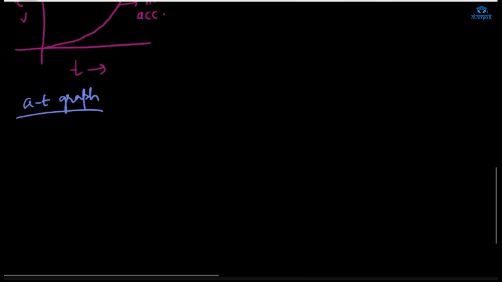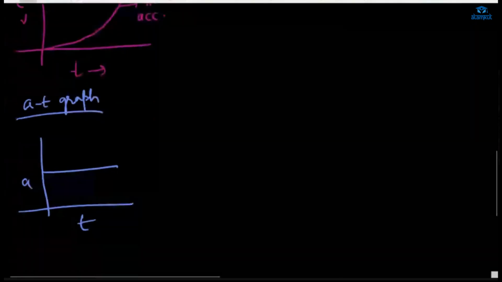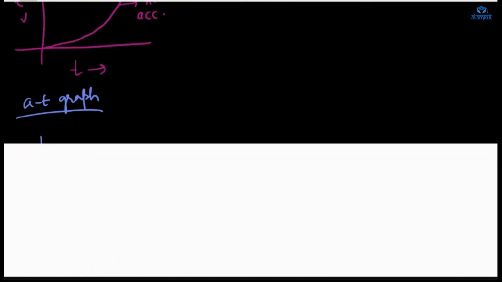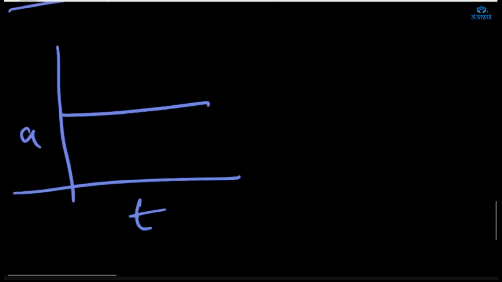AT graph. For the AT graph, this. What is it? What is this representing? Tell me fast. Maybe uniform acceleration. Aram, what do you say? Rosie, what do you say? Uniform acceleration? But then acceleration was the same. Sorry, ma'am, uniform acceleration, not motion. Rosie, tell me. I don't know, ma'am. I cannot think of anything.